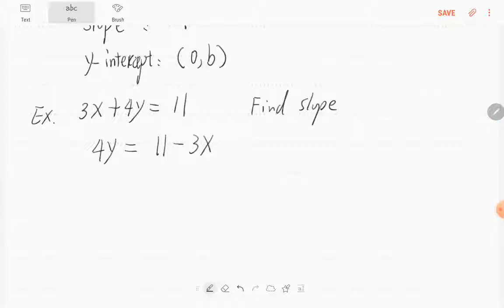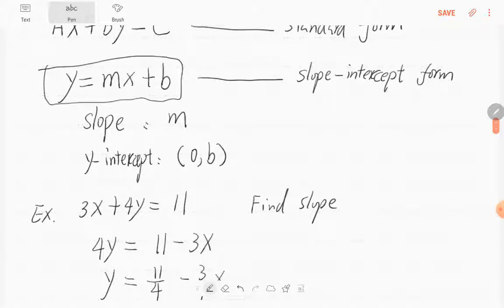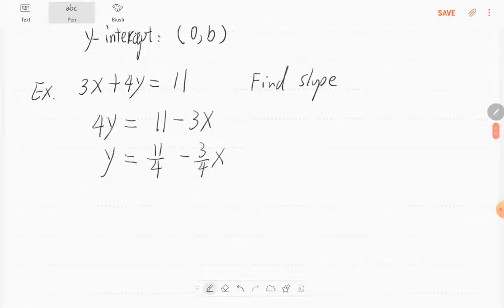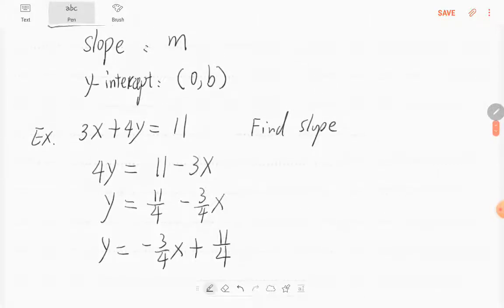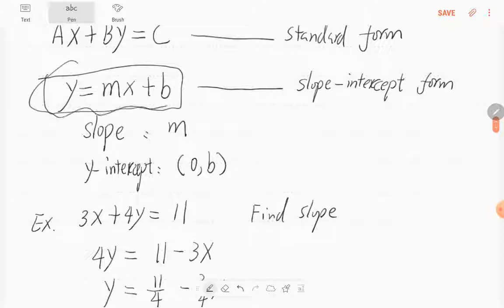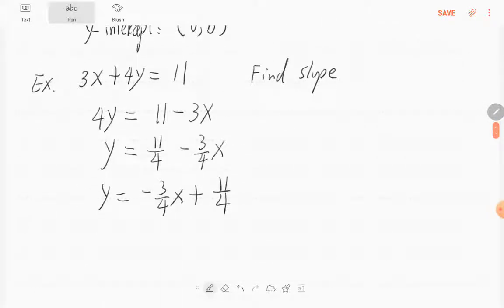So then we divide by 4. y equals 11 over 4 minus 3x over 4, which is 3 over 4 times x, right? So we write this one in this form, x term first. So y equals negative 3 over 4 x plus 11 over 4. So what does this mean? From this equation, we know the slope is the coefficient for x, so the slope is negative 3 over 4.